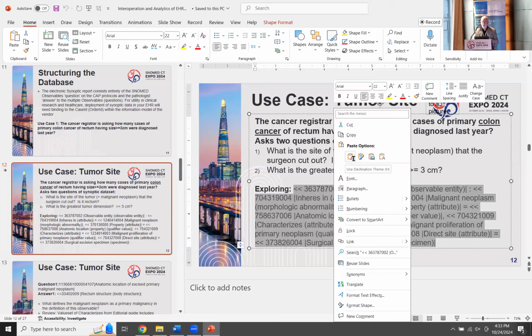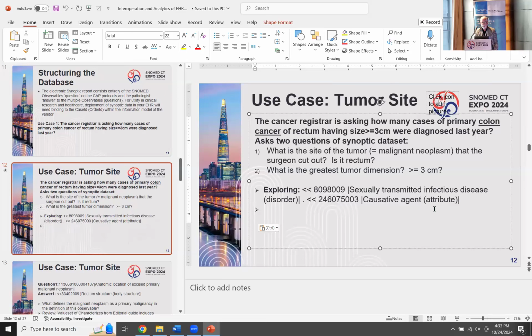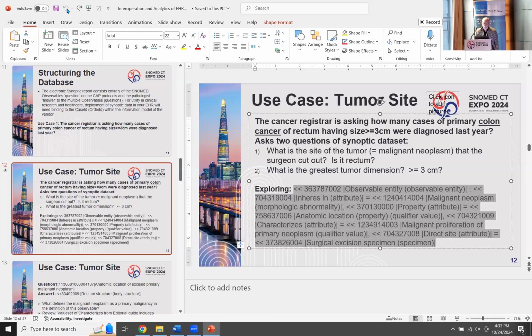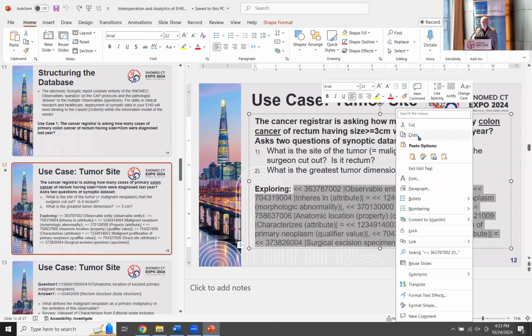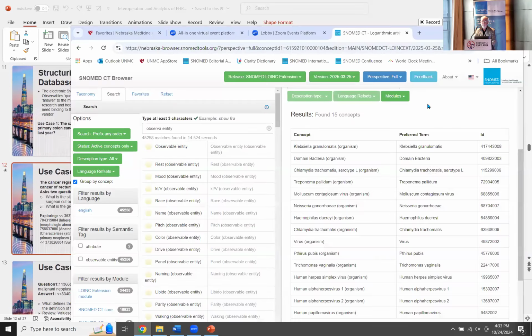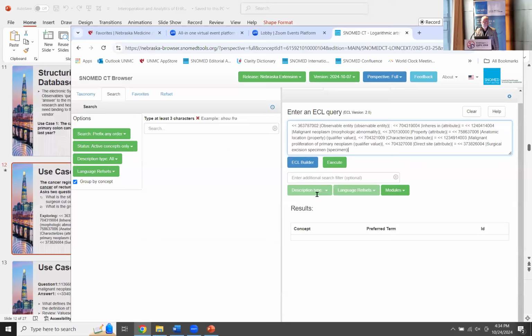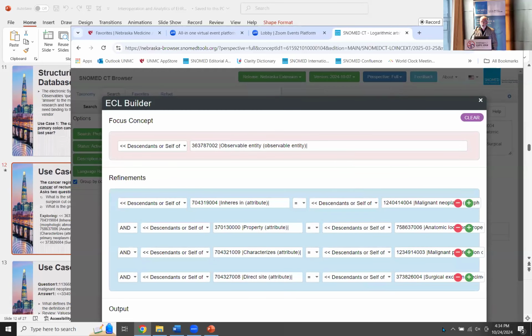And if we take a look at this query, I'm switching back to the browser, and I'm changing it over to the Nebraska extension, although this material should be in the LOINC extension database as well. And this, I just wanted to explain a little bit about the construction of this, okay?